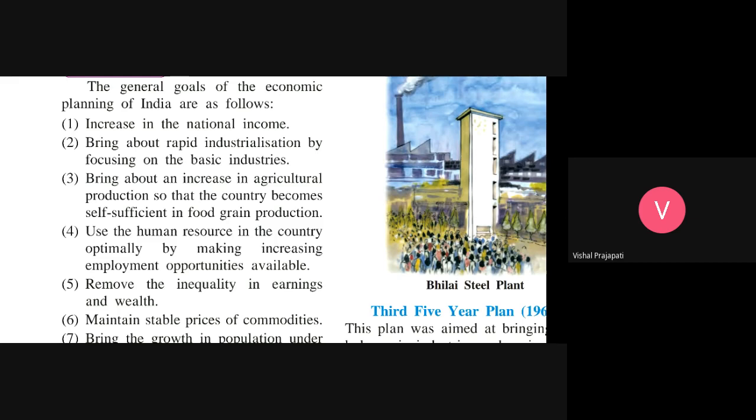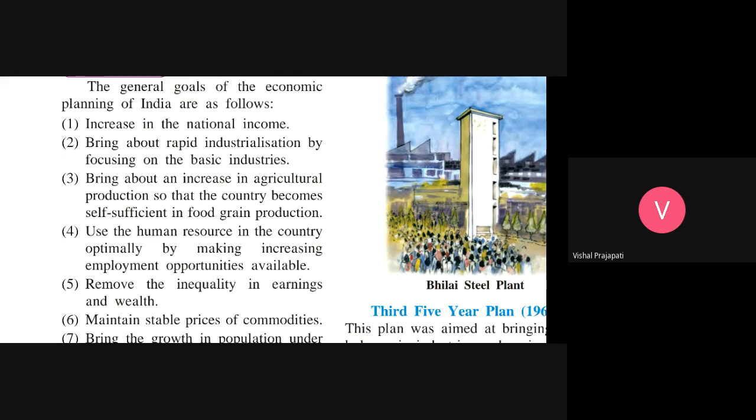The second goal is to bring about rapid industrialization by focusing on basic industries. We have to bring rapid industrialization with a boom. We have to industrialize our country very fast. So this is the goal of economic planning. And how can we do it? By focusing on basic industries in our country. There are some basic industries in the country.